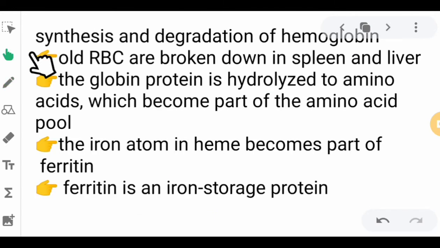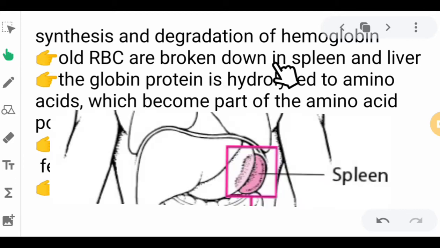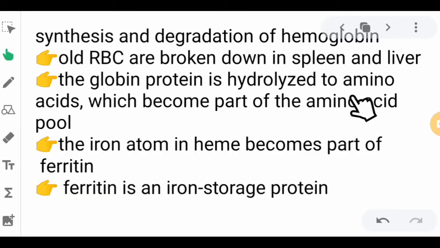And then, synthesis and degradation of hemoglobin. The old red blood cells are broken down in the spleen and liver. The globin protein is hydrolyzed to amino acids, which become part of the amino acid pool. The iron atom in heme becomes part of the ferritin. The ferritin is an iron storage protein which saves the iron for use in the biosynthesis of new hemoglobin molecules. Then, the tetrapyrrole carbon arrangement of heme is degraded to bile pigments that are eliminated in feces and, to a lesser extent, in urine as well.